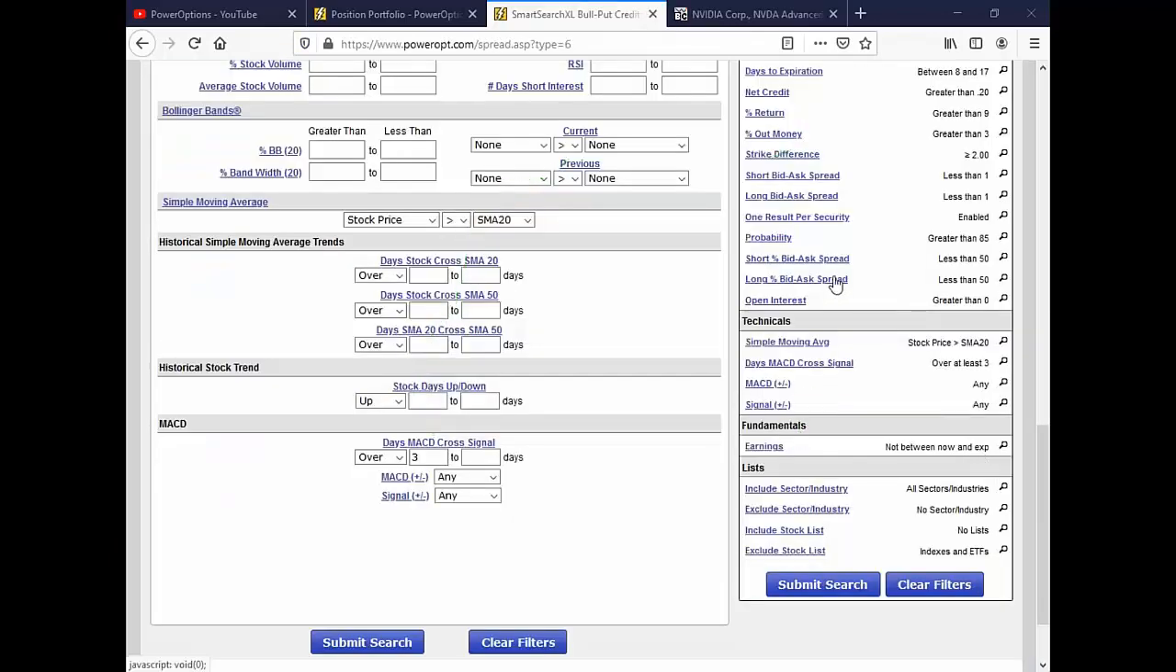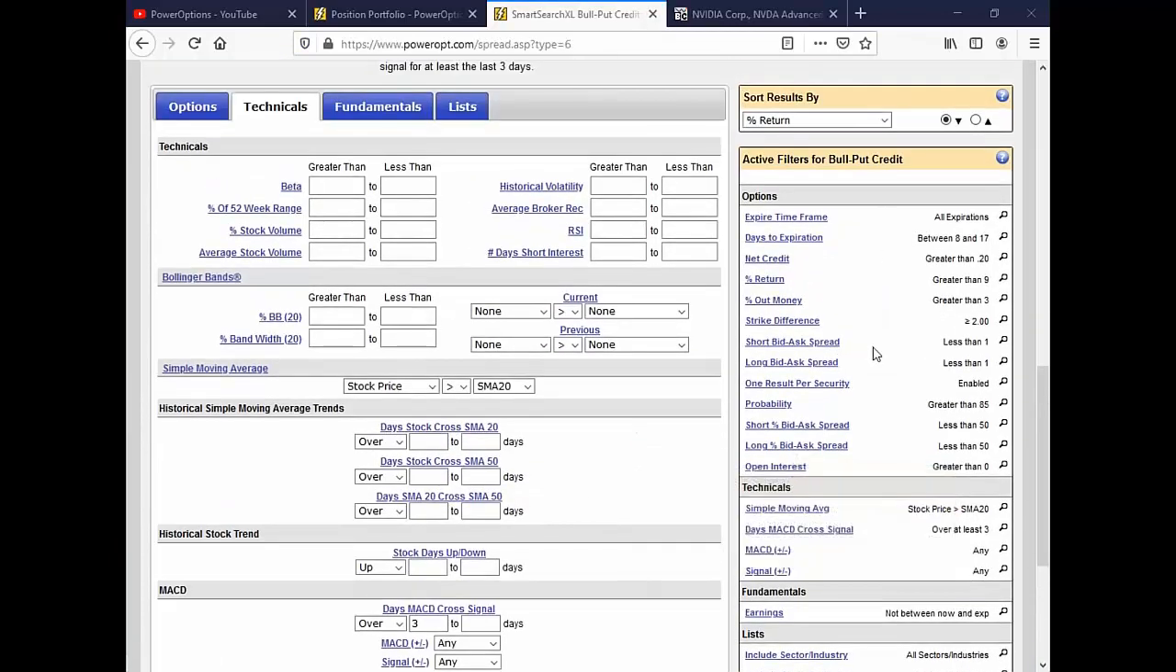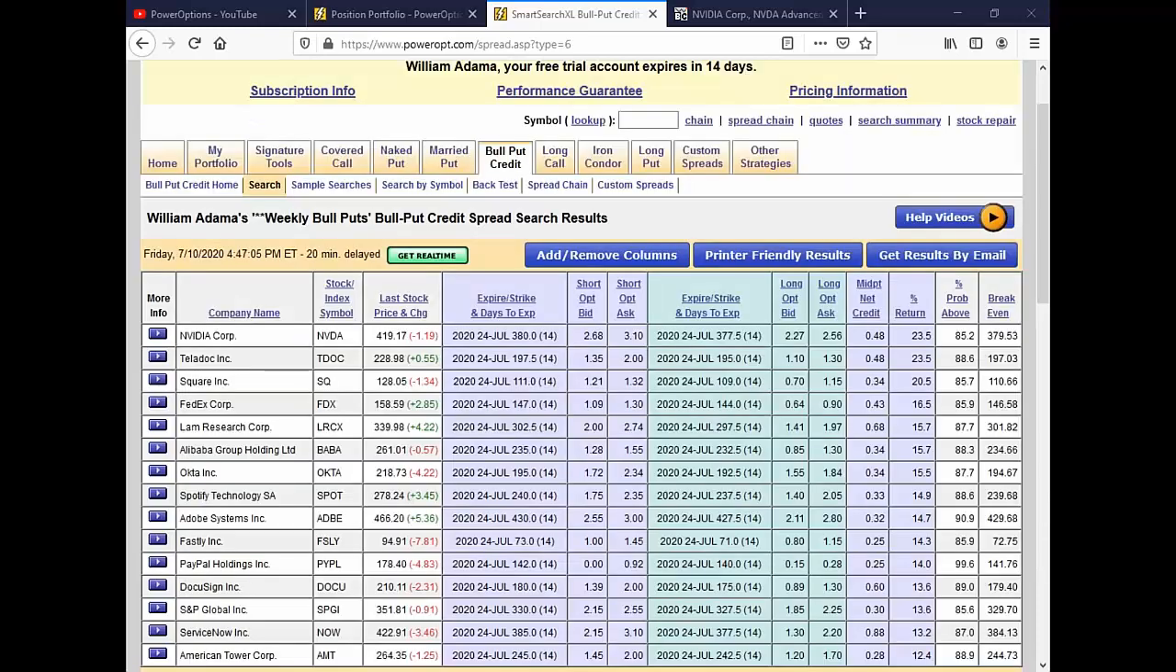Anytime you're in any search, you can scroll down to the bottom and look at the active filters for the position. It shows you all of the technical indicators that we're using and all of the stock indicators that we're using as well. So for William's question, those are the technicals being used for the bull put weekly spreads.